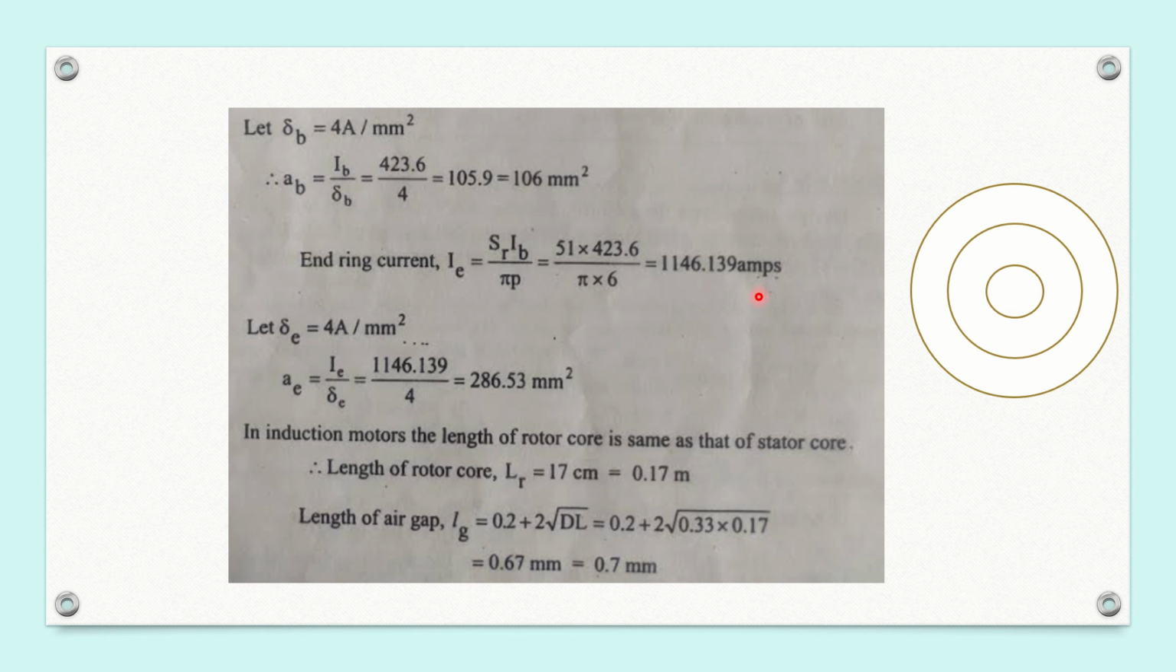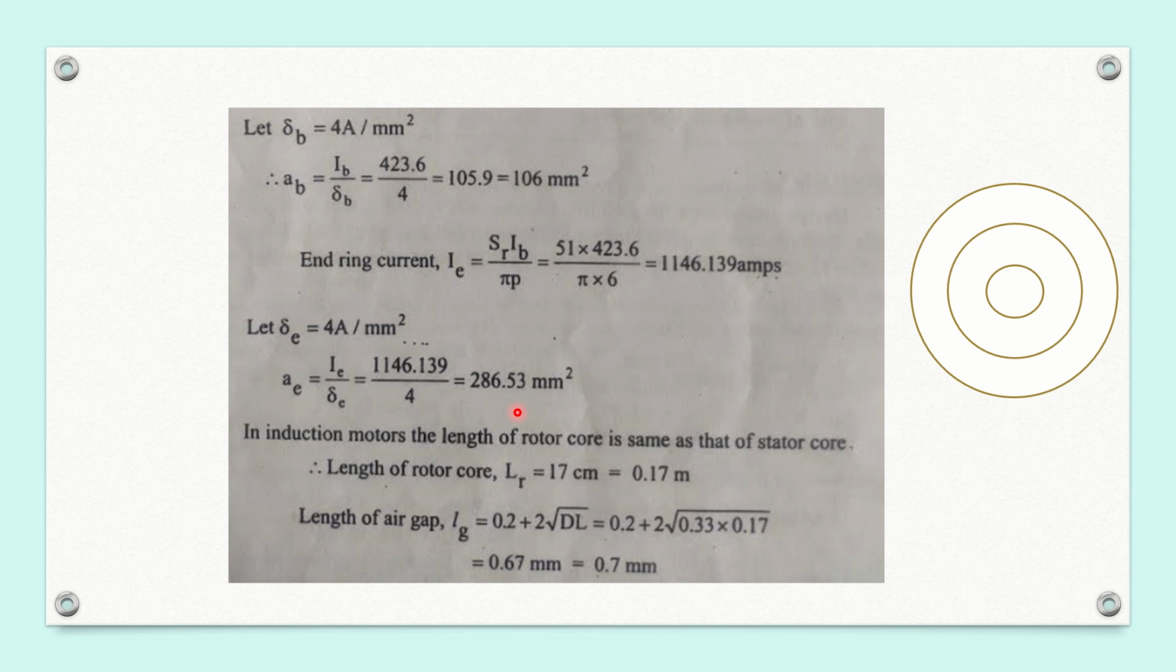1146.139 amperes. For end ring also we can assume the current density as 4 ampere per millimeter square, and current by current density gives area of cross section of the end ring as 286.53 mm square. Okay, so now we have almost designed the squirrel cage rotor.